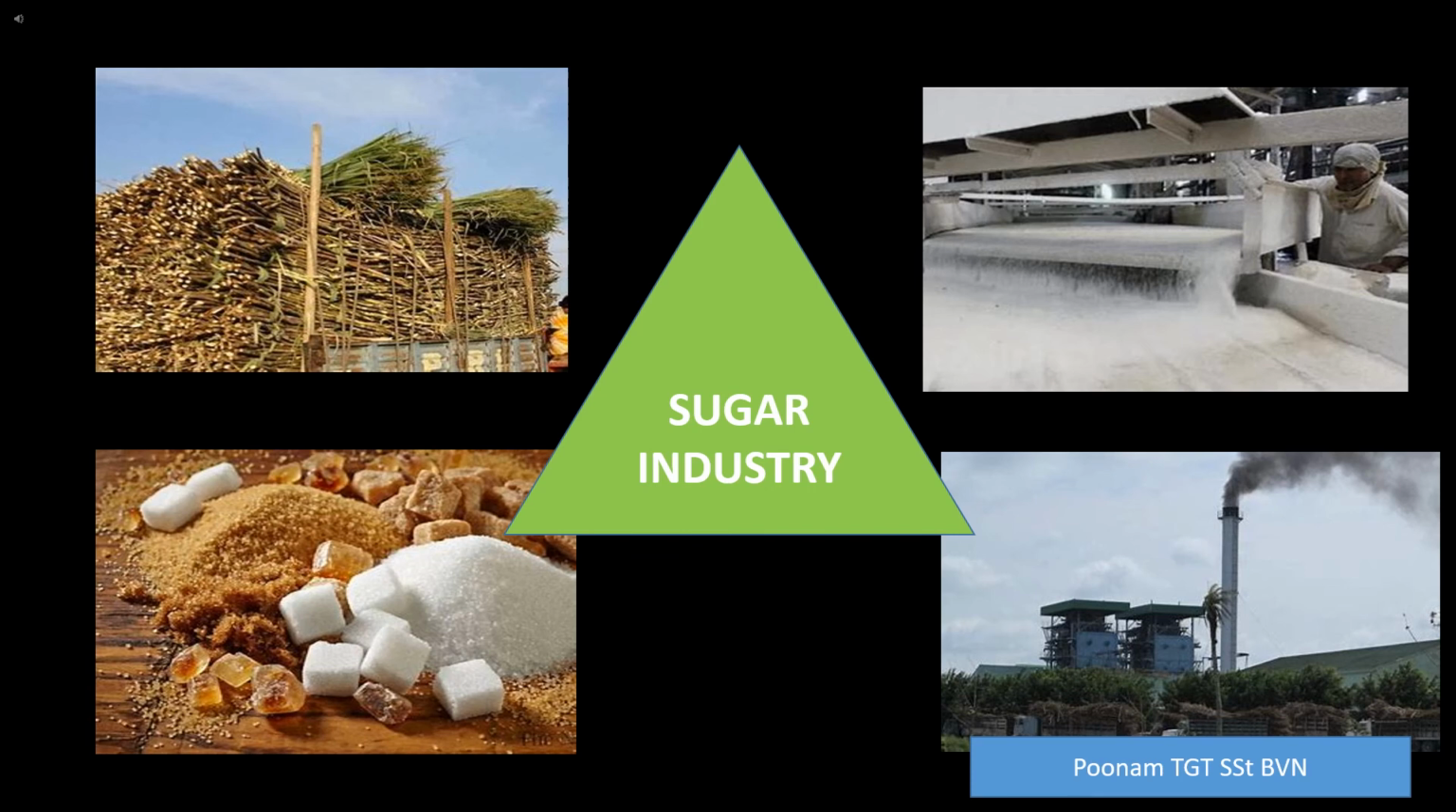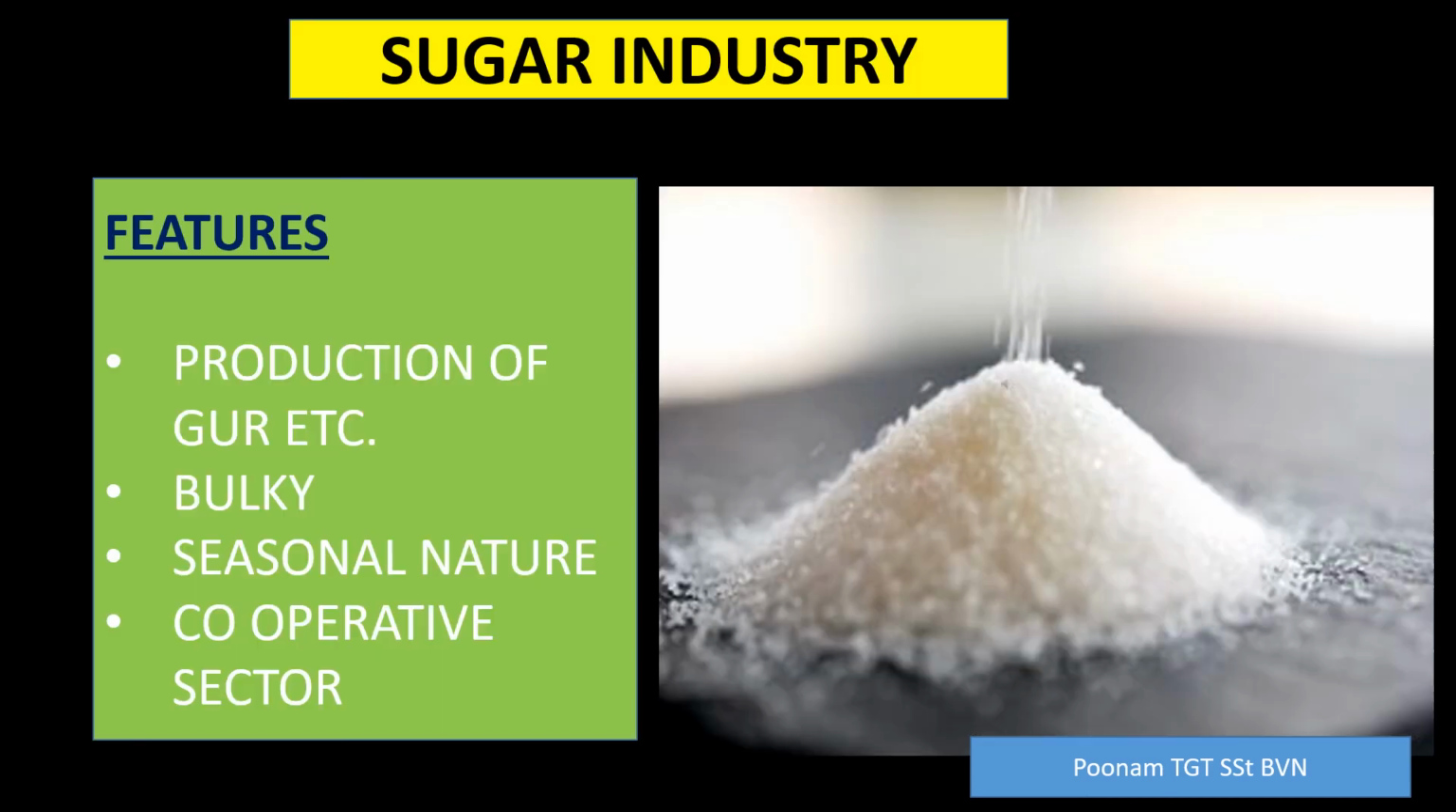Sugar industry is also an example of agro-based industry. India stands second as a world producer of sugar. Let us understand the features of sugar industry. Sugar industry occupies the first place in the production of gur and khansari. The raw material used in this industry is bulky in nature. This industry is seasonal in nature, so it is ideally suited to the cooperative sector.